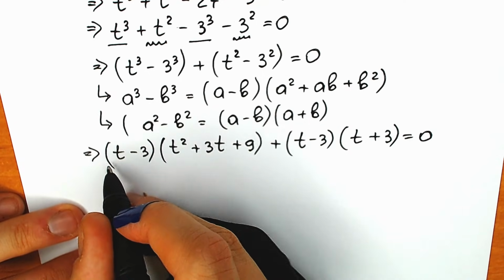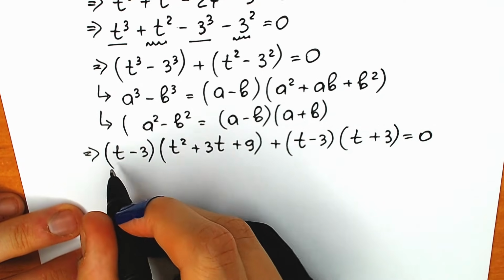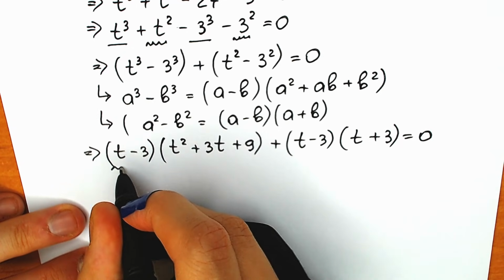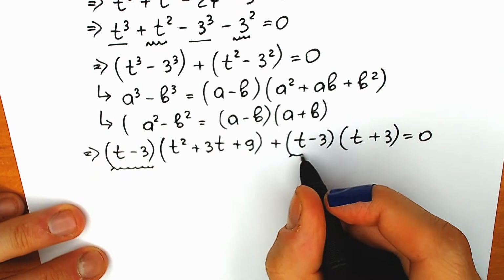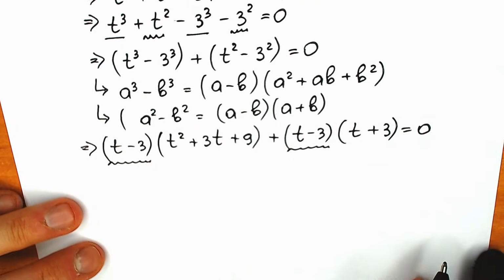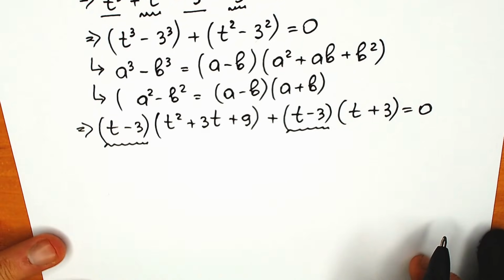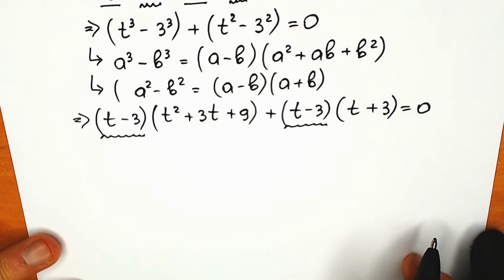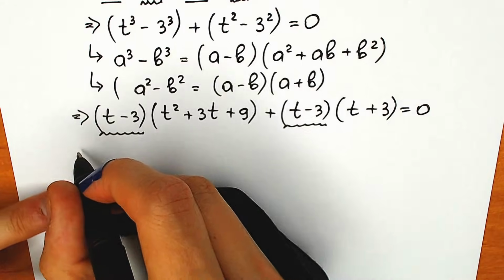What do we have right here? We have a lot of parentheses, but the main thing is we have the common parenthesis t minus 3 right here and t minus 3 right here. So we can actually factor it as a common. So let's do it right now. Let's factor this t minus 3 as a common expression.